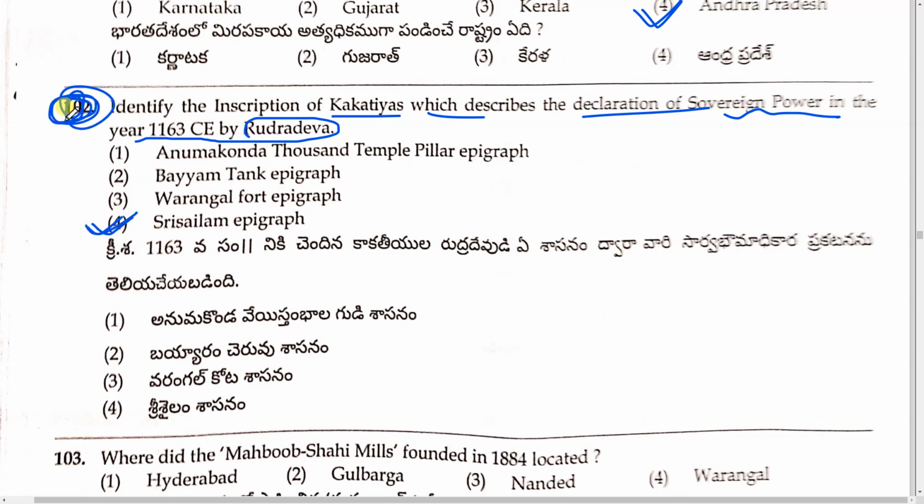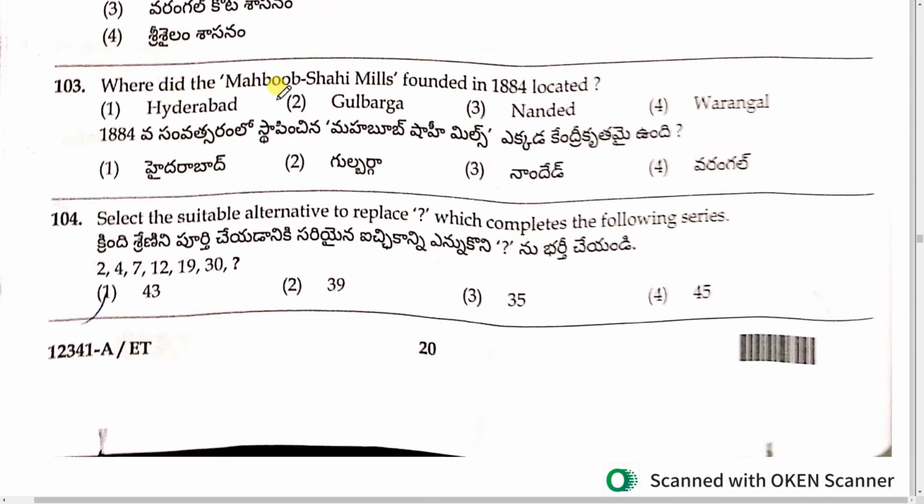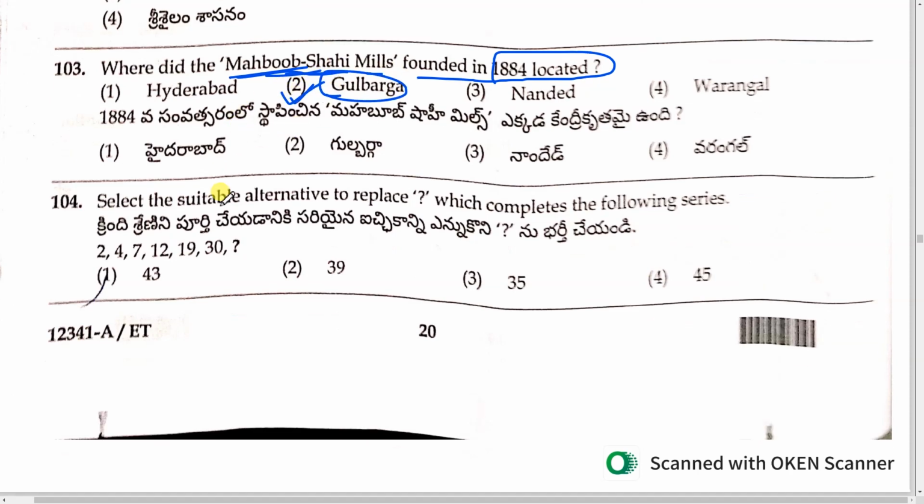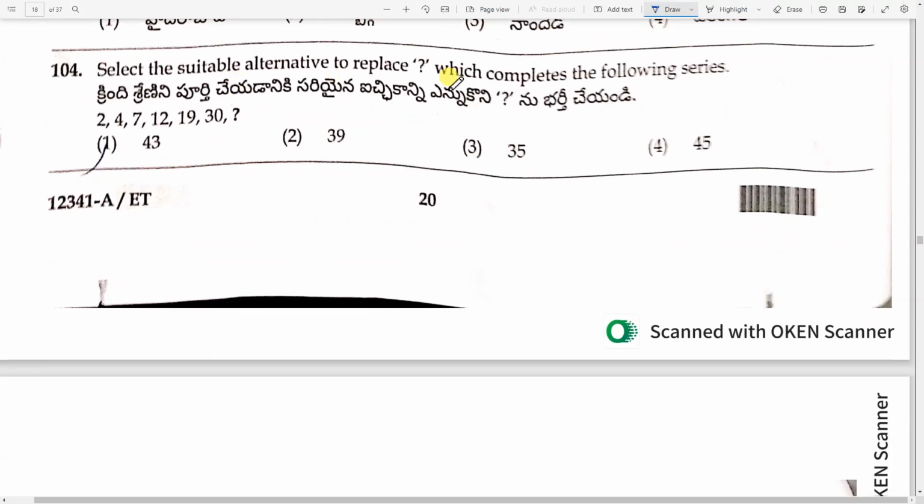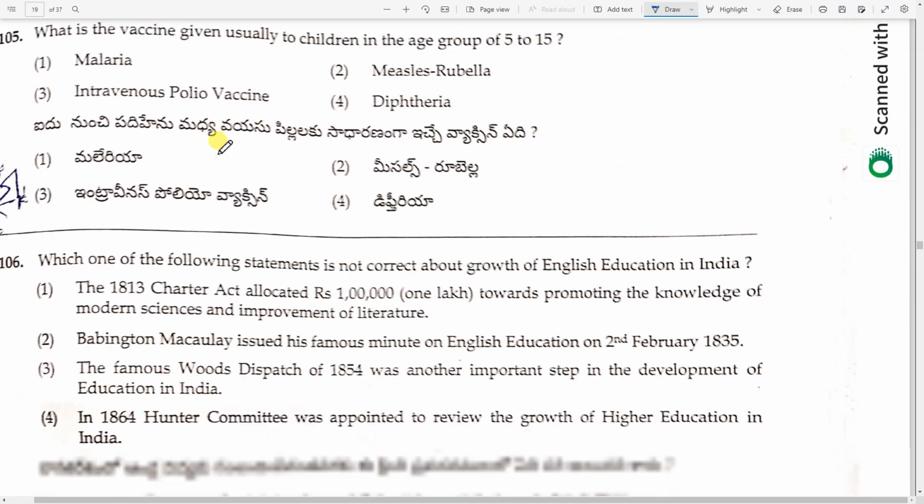Just recorrect it. Where is the Mehboob Shahi Mills, founded in 1884, located? So Mehboob Shahi Mills, where is it located? It is located in Gulbarga. Select the suitable alternative to replace which completes the following series. Again, it is a reasoning question.